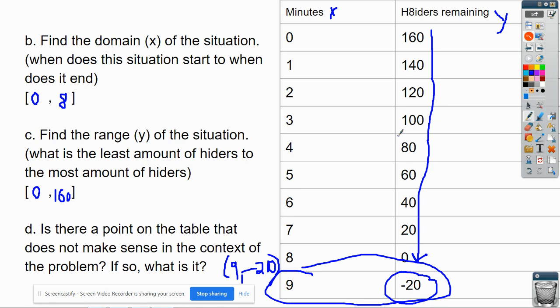So that's how you write the domain. That's how you write the range. Domain and range. Domain x, range y.